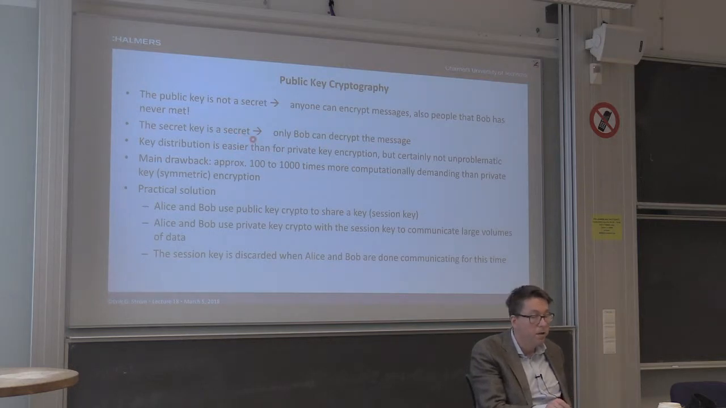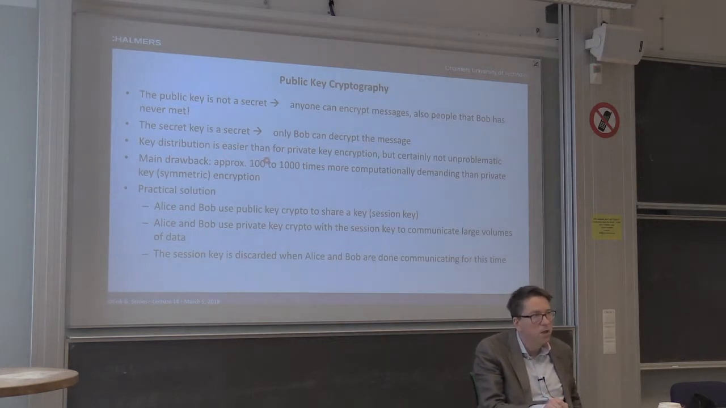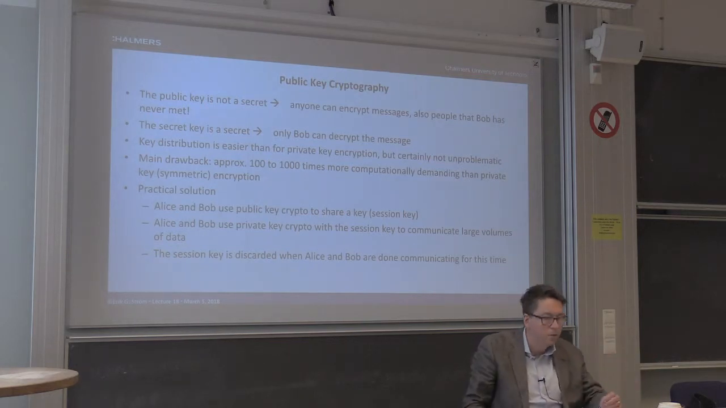The secret key is a secret, which means that only Amazon or Bob can decrypt the message. So we have something which is secure, and we have really facilitated the process of handing out encryption keys, because they're not secret. So we can just post them. Key distribution is therefore easier, but we will see it's not without problems. So it's easier than private key or symmetrical key encryption. We don't need suitcases and couriers and things like this.